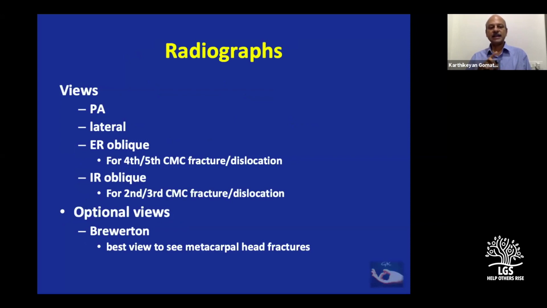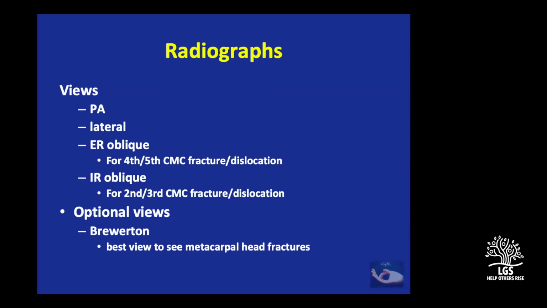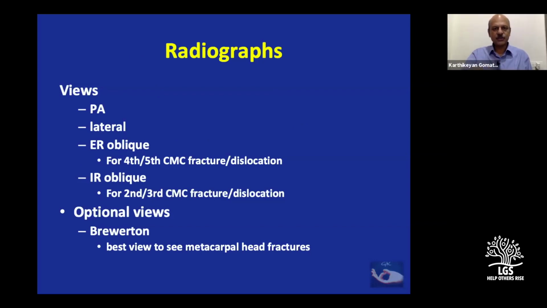Now for oblique views, there are 2 different views that can be taken. For the 4th and 5th carpometacarpal joint fracture or dislocation, we can take an external rotation or internal rotation in this position, or external rotation, depending on the metacarpals that you want to visualize.